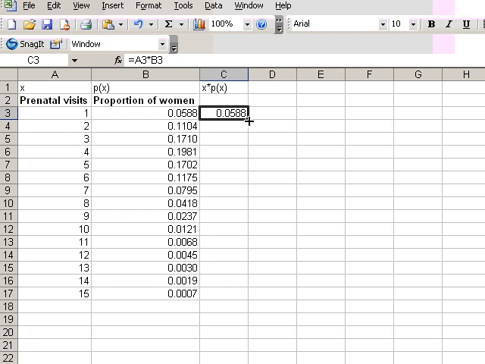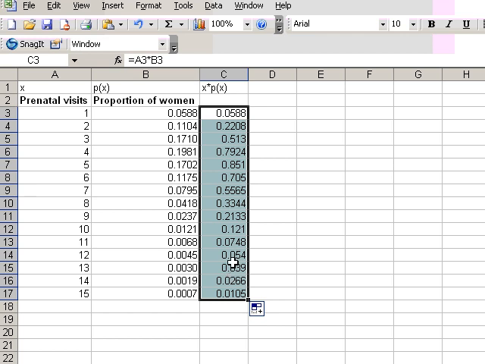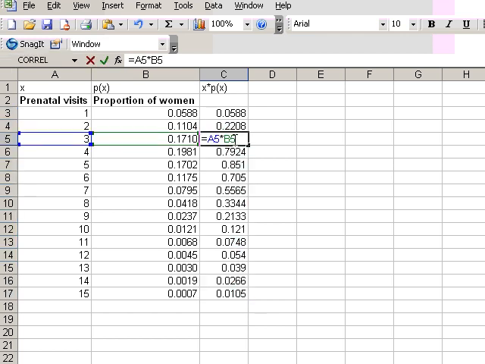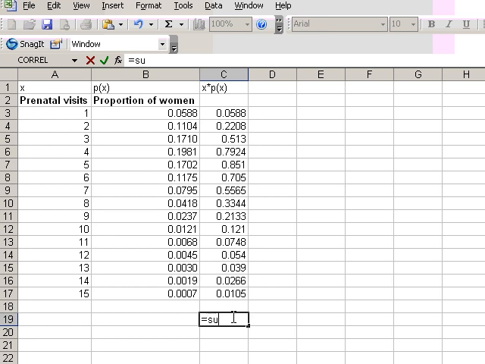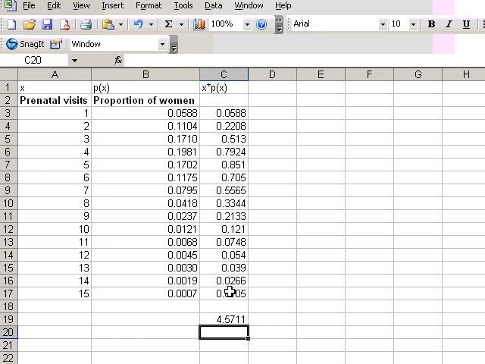Now I will simply copy this all the way down, and each one of these represents the number of visits times the probability of those visits, or X times the probability of X. Here I will sum those, following the formula for mu in 6.14 on 209, and this is equal to the sum of these values, and we find that the mean number of visits is 4.7.